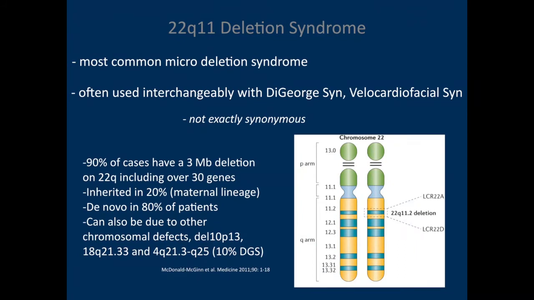Now oftentimes 22q is used interchangeably with the term DiGeorge syndrome or velocardiofacial syndrome, but realize that they're not exactly synonymous. There are cases of DiGeorge syndrome that may be ascribed to other rare chromosomal defects aside from a 22q deletion. Now, if we're talking purely about the 22q syndrome, 90% of affected individuals have a really specific 3 megabase deletion on 22q that includes over 30 known genes. This may be inherited more typically from a maternal lineage, but is really de novo in 80% of patients.